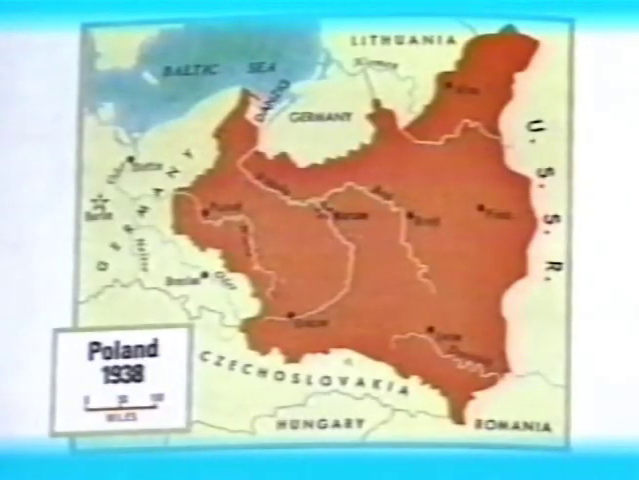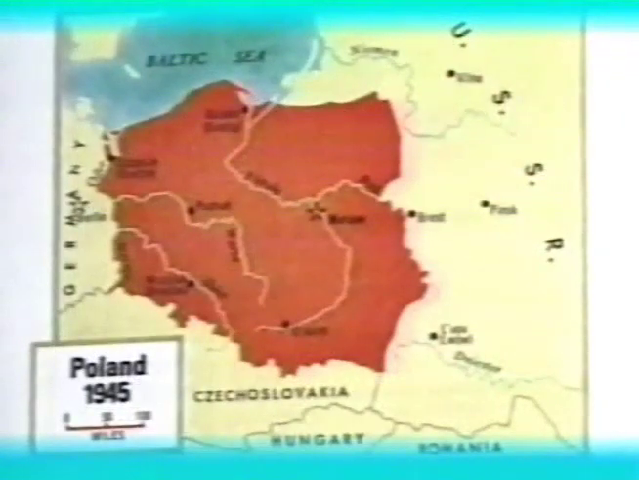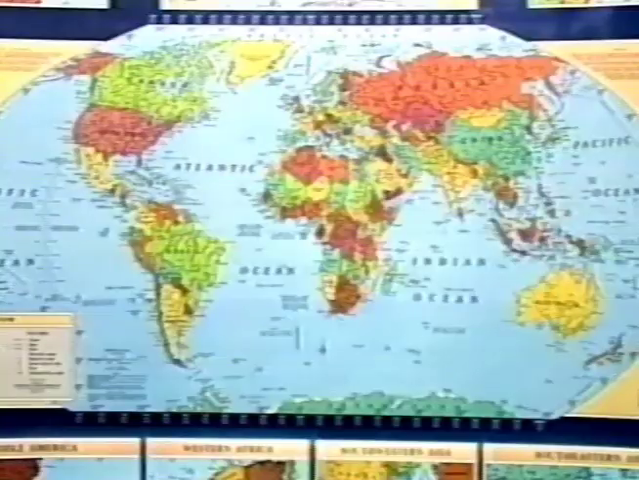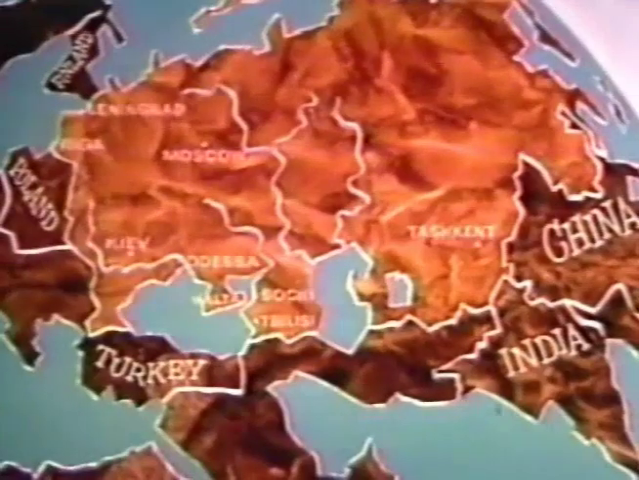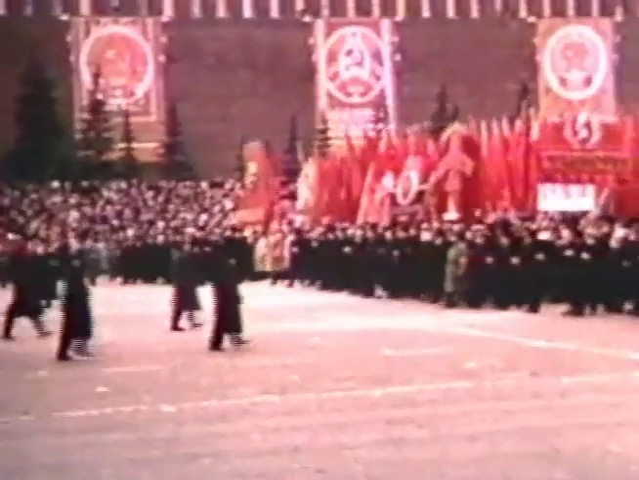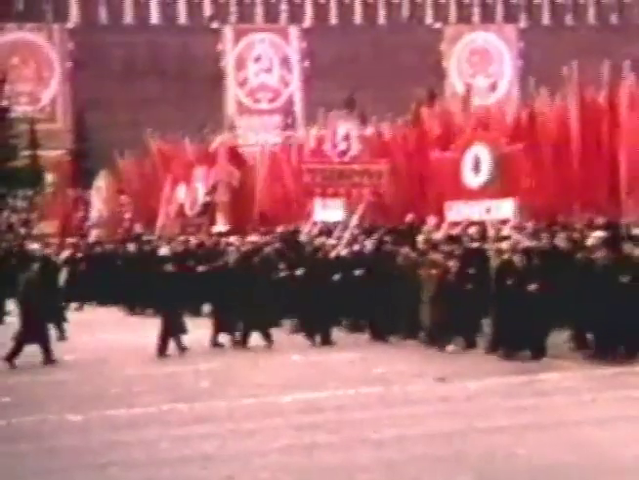Political maps keep changing because the world keeps changing. About 50 years ago, there were 82 countries in the world. Now, there are more than twice that number. Why do you think these new countries were formed? Often, new countries are formed when people want independence or freedom from past rulers. The breakup of the Soviet Union, for example, created new countries.